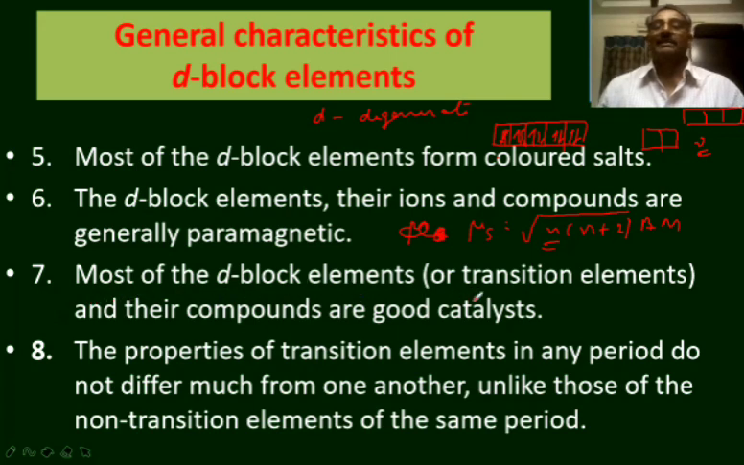Next, most of the d block elements, that is, the transition elements, and their compounds are good catalysts. Most of these elements behave as catalysts. The catalysts are the substances which alter the rate of reaction. They provide a platform for the reactants to react more easily, or they reduce the activation energy of the reactants. So more number of reactants can combine together to form the compounds easily. So they increase the rate of the reaction. Sometimes they may decrease the rate of reaction also.